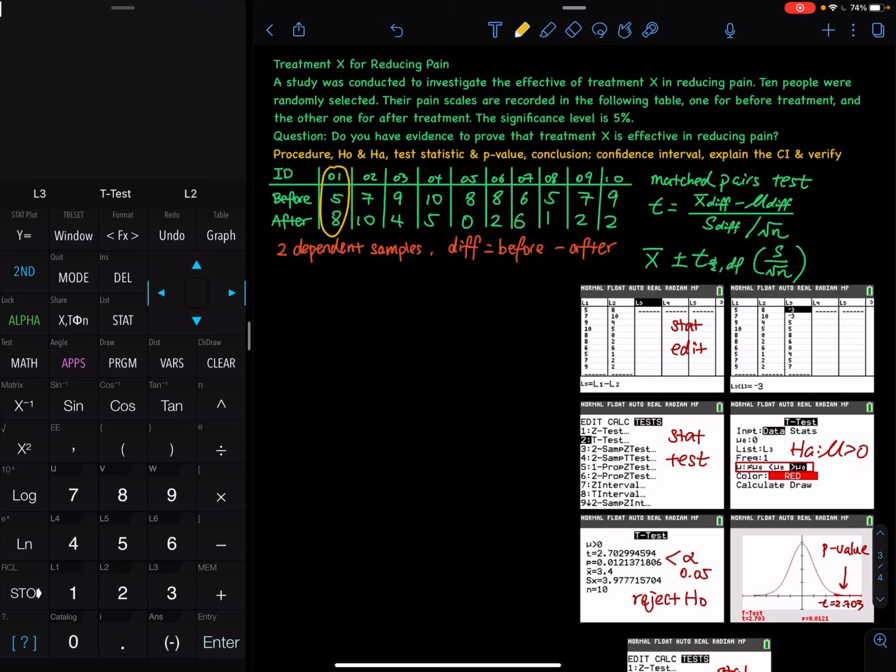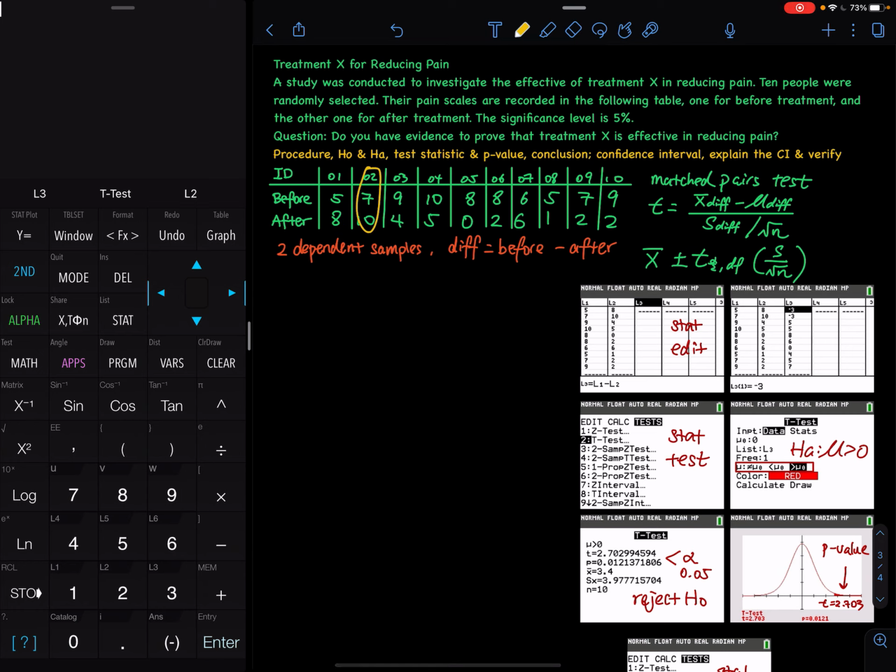Now, the question is, you are trying to prove that this treatment is effective in reducing pain. 5 is a pain scale, 8 is a pain scale, and then you define the difference to be before minus after. So 5 minus 8 is equal to -3. Now, if you just make a comparison, 5 and 8, is that a success? Before the treatment 5, after the treatment 8, so that one is not a success because after the treatment, the patient felt more painful, right?